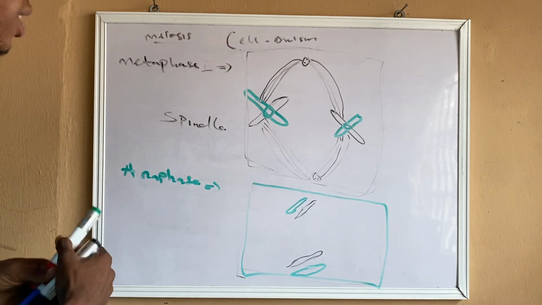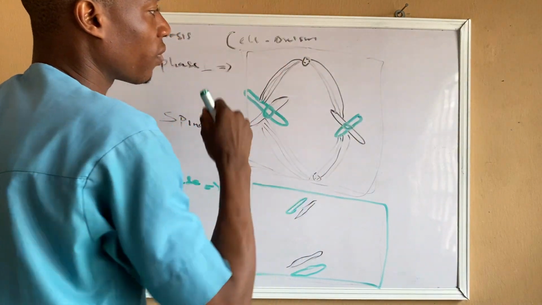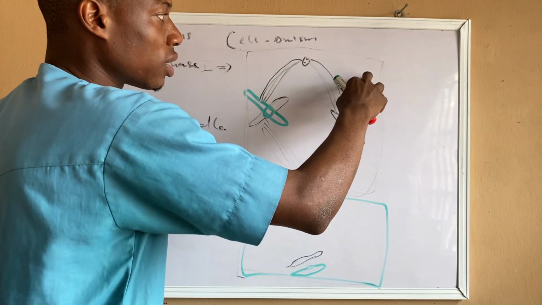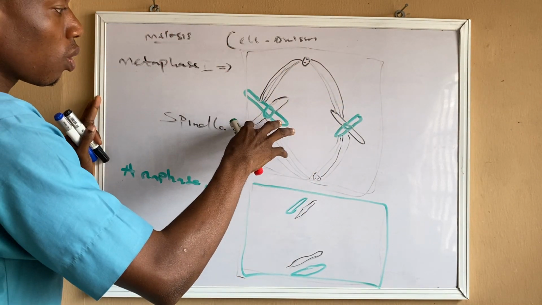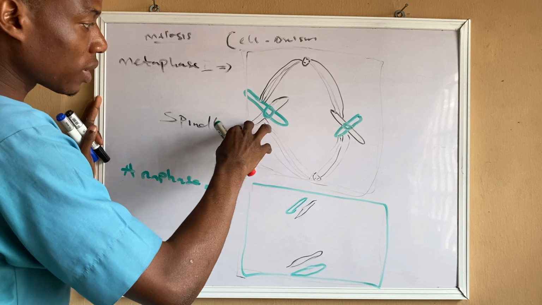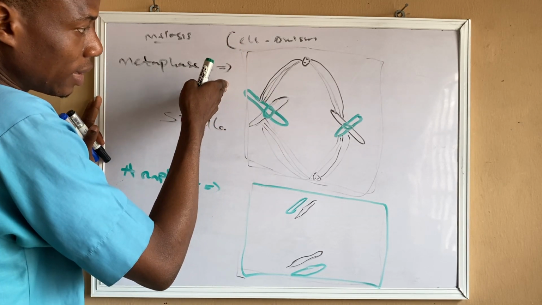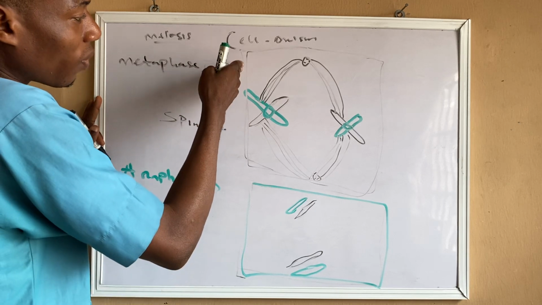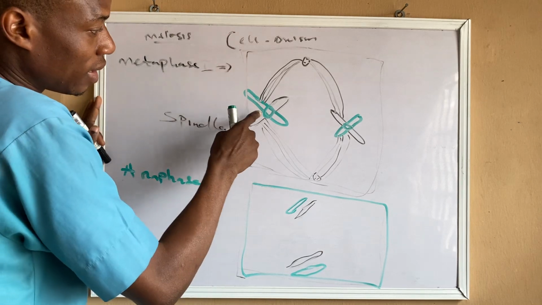Okay, let me try to re-explain from Prophase. Prophase is a point at which the chromatids align side by side. That point of alignment is called the chiasmata.